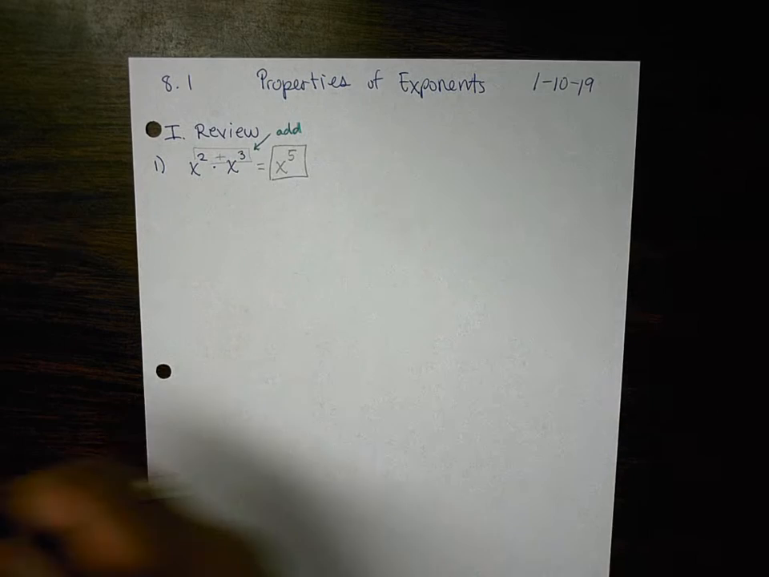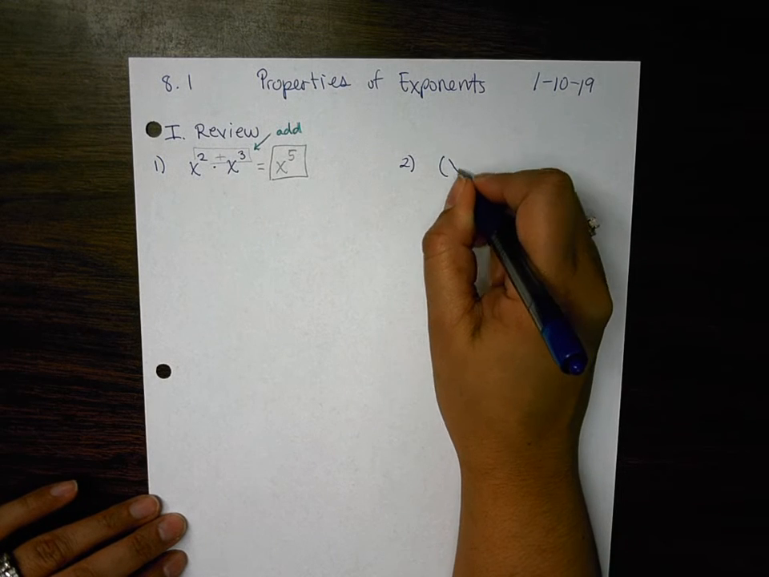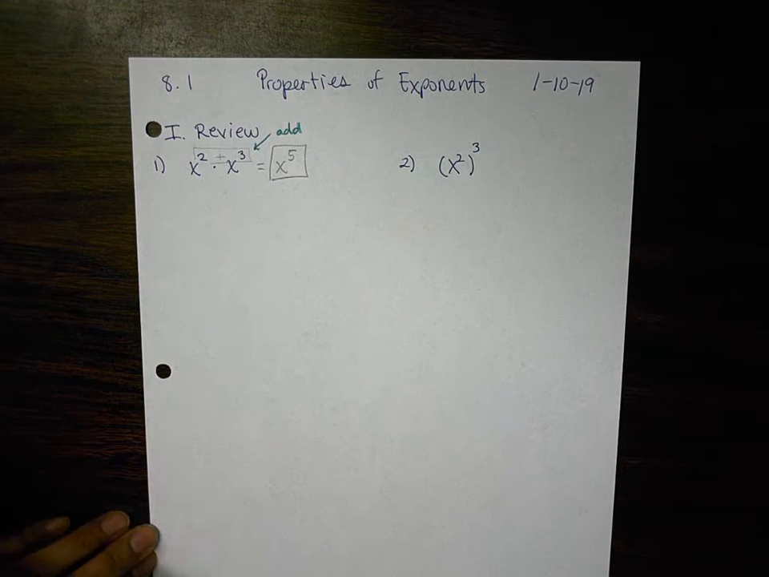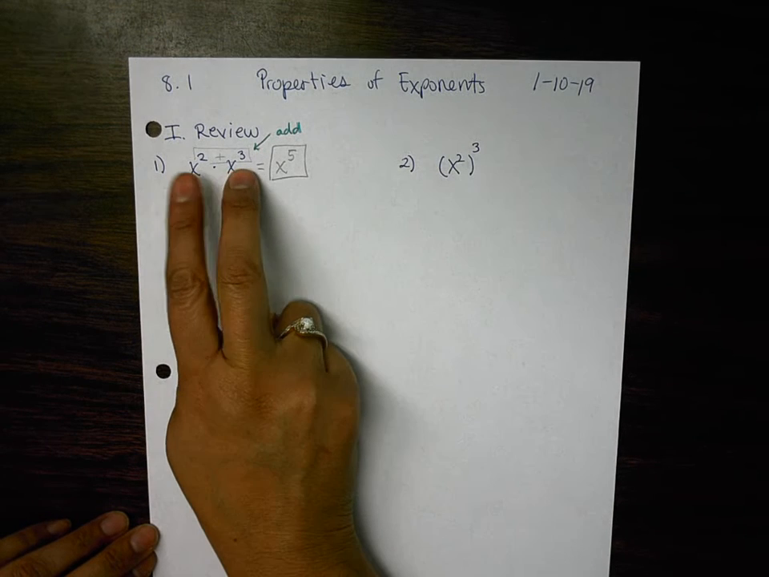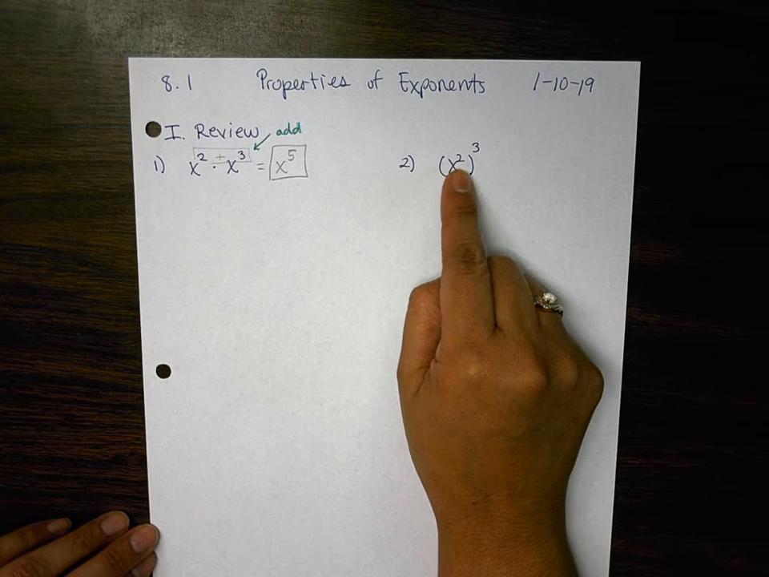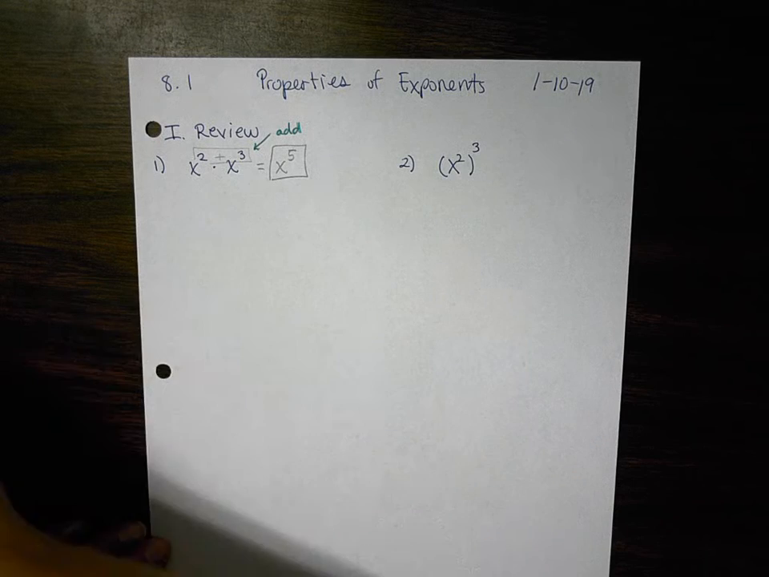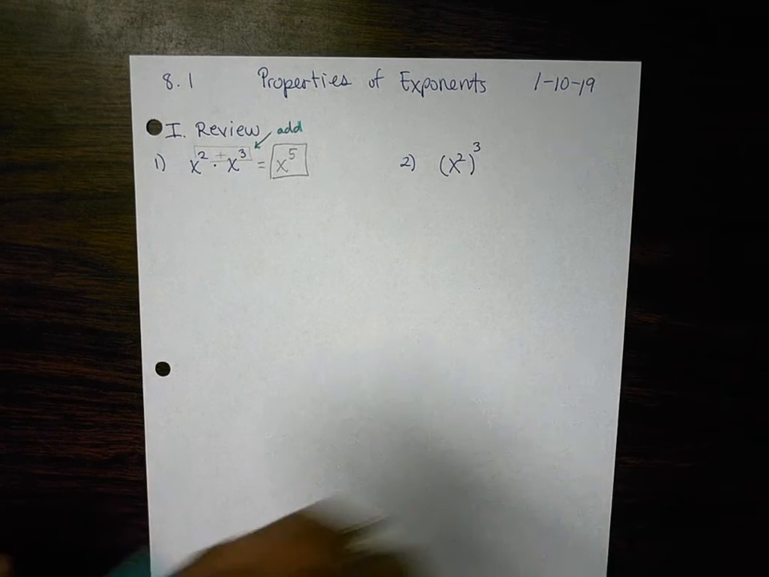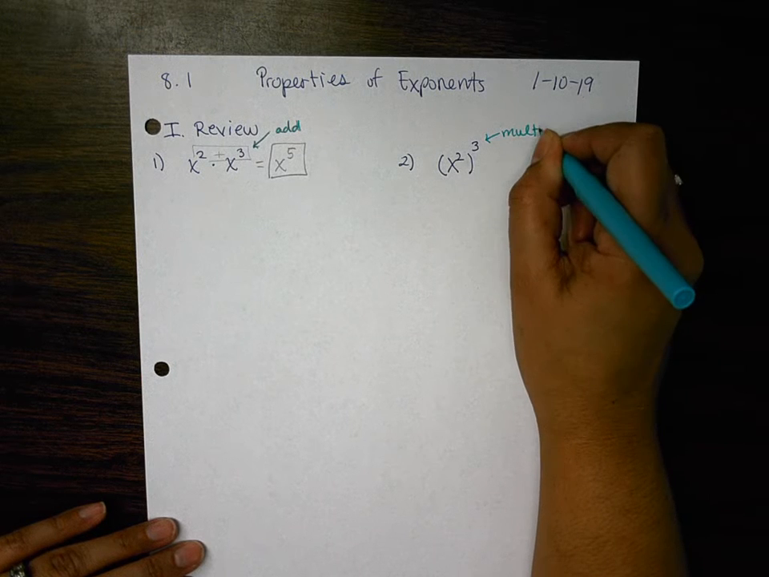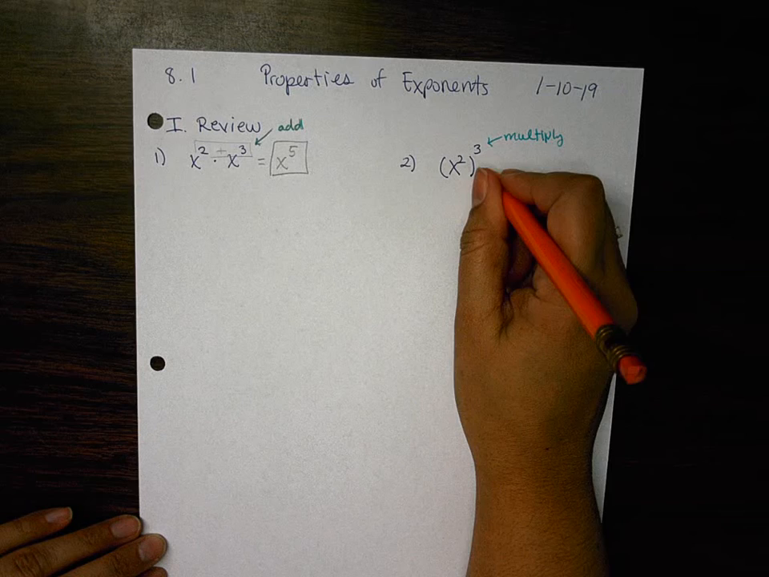You're going to add. Okay, what if we have something like this? Number 2, parentheses, x squared, close parentheses, third power. Do you see the difference between these two? This one I have two different x's multiplying together. Here I have one x raised to a power raised to another power. Who remembers what you do there? Yes, you multiply. Did anybody else remember that? Do you guys understand or remember why? Why you add and why you multiply?